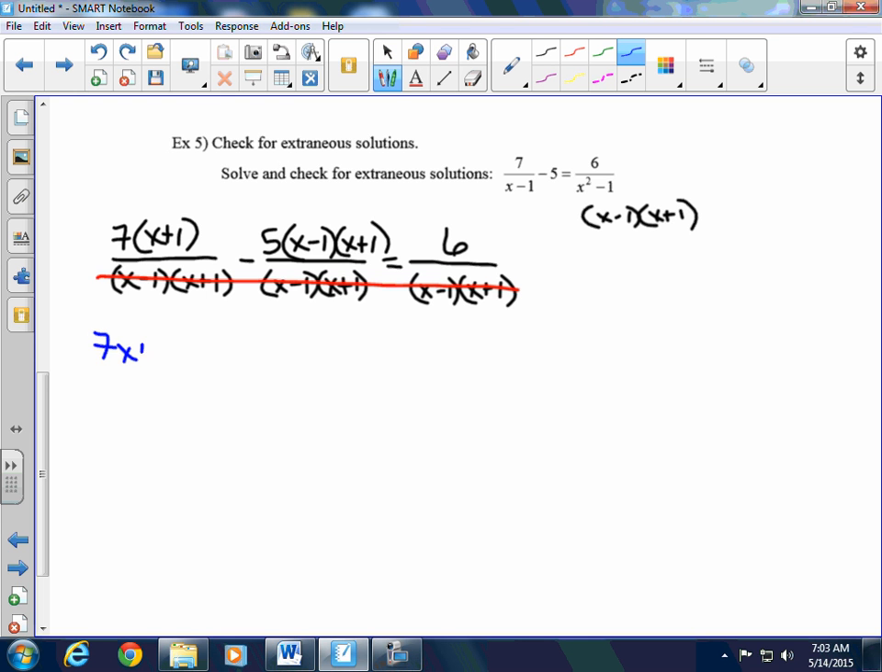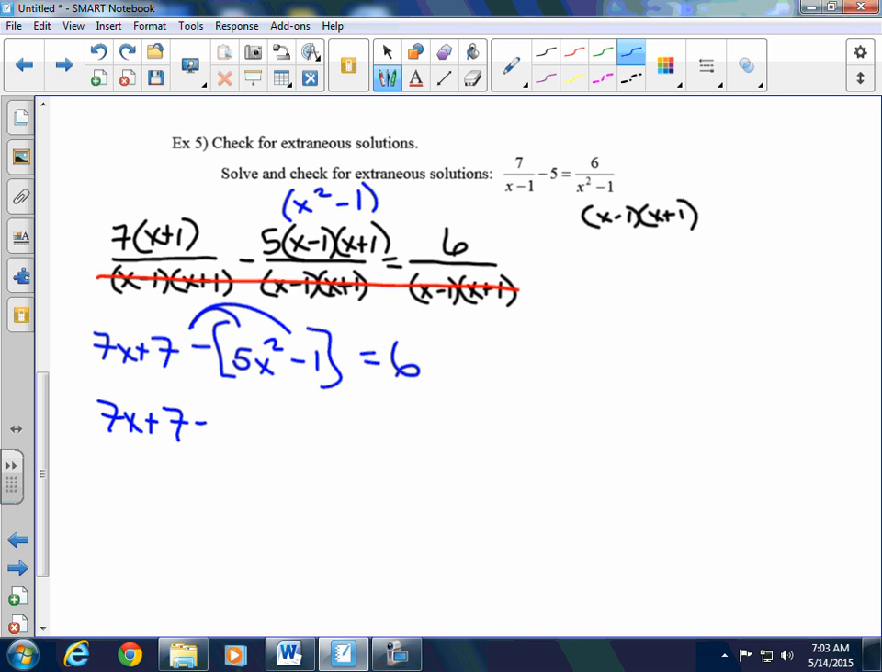7x plus 7 minus, and I'm just going to put this in parentheses right now. This is really going to be x squared minus 1 if we FOIL those. So if I then multiply by the 5, it's going to be 5x squared minus 1 equals 6. Well, now I have to take this negative sign through there, so it's going to be 7x plus 7 minus 5x squared plus 1 equals 6.